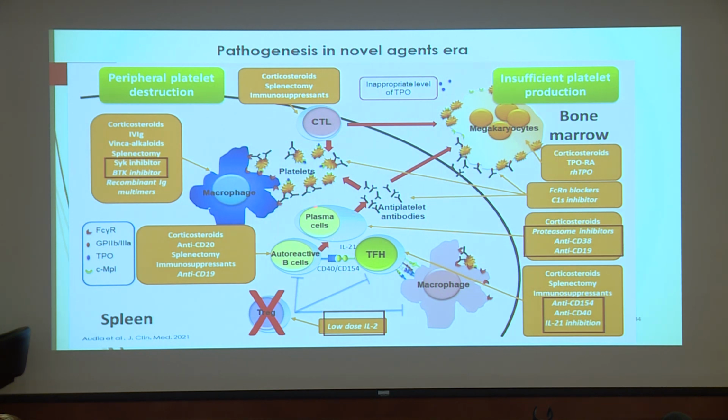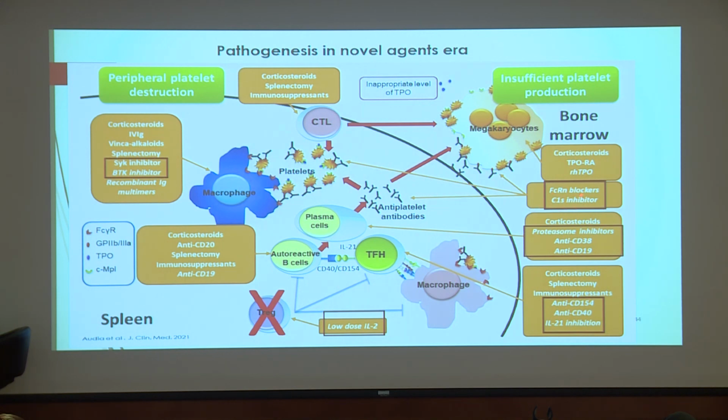Targeting those plasma cells with monoclonal antibodies became one of the novel approaches, with agents like bortezomib, daratumumab (anti-CD38), and also anti-CD19 to target the B cells. FC neonatal blockers target the antiplatelet antibody directly, to prevent it and to increase the clearance of those antibodies from the patient plasma and patient sera.